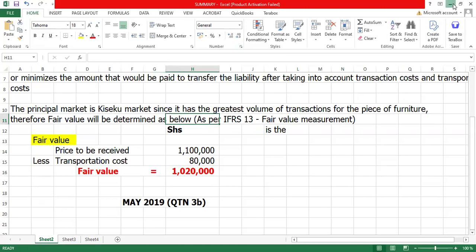Okay, which screen are you still seeing? The Excel. Okay, let me try to. We are looking for May 2019.